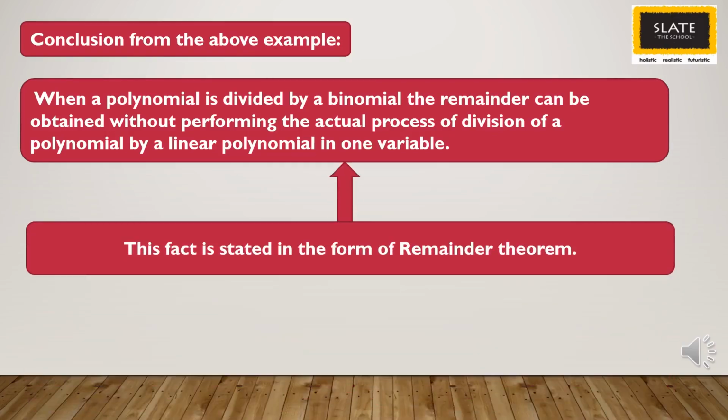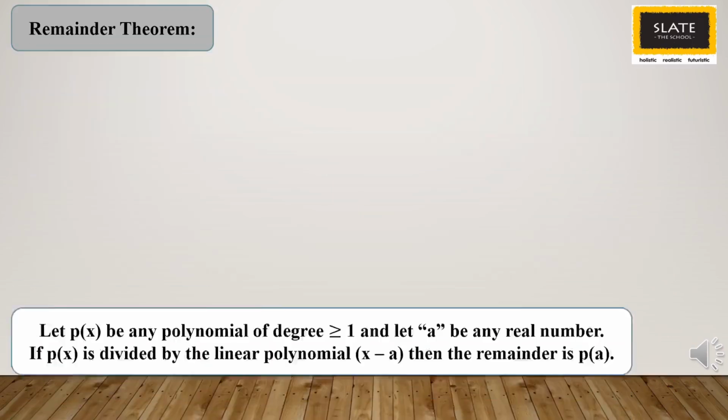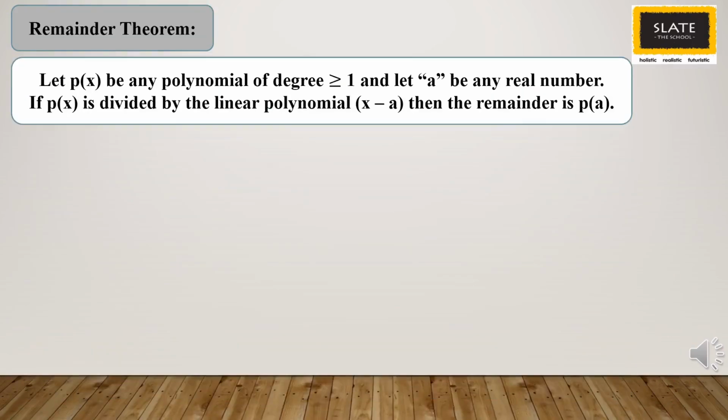This fact is stated in the form of the remainder theorem. See the remainder theorem. Let p of x be any polynomial of degree greater than or equal to 1 and a be any real number. If p of x is divided by the linear polynomial x minus a, then the remainder is p of a. This is the statement of the remainder theorem.